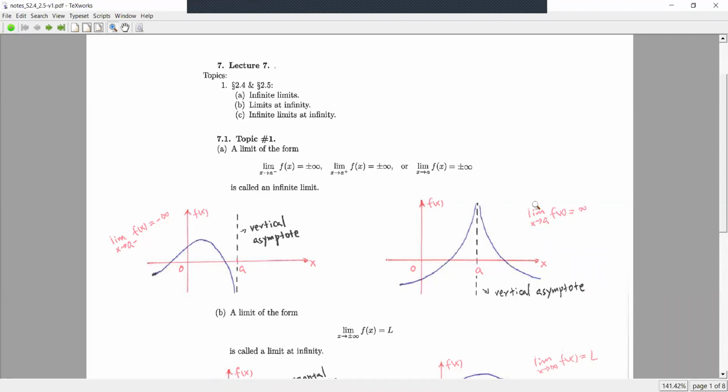Example 2. This is an infinite limit. As x approaches the point A from both sides, the function approaches positive infinity. The graph of this function looks like this blue curve. Near the point A, from both sides, the graph goes up to positive infinity. Again, this vertical line is a vertical asymptote of the graph of the function.